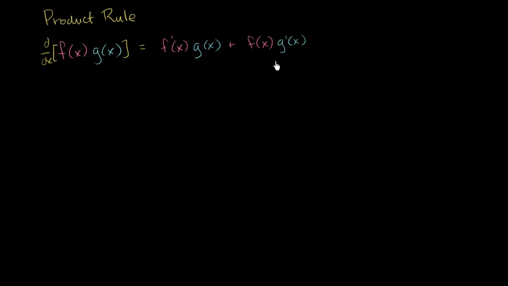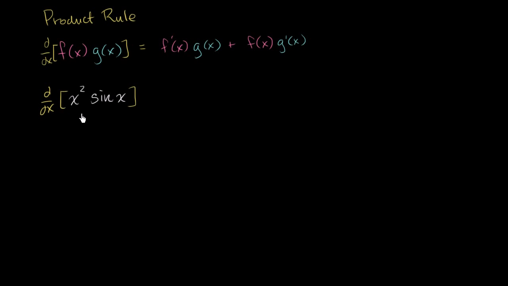Now let's see if we can actually apply this to find the derivative of something. So let's say we're dealing with x squared times cosine of x. Or let's say, well, let's do x squared times sine of x. I could have done it either way. And we are curious about taking the derivative of this. We are curious about what its derivative is.